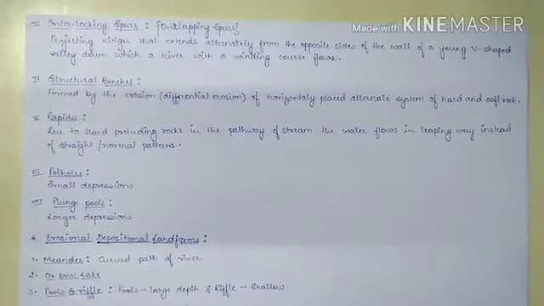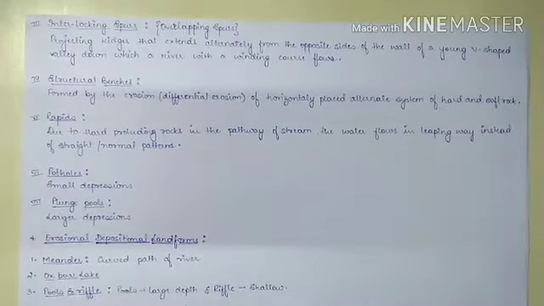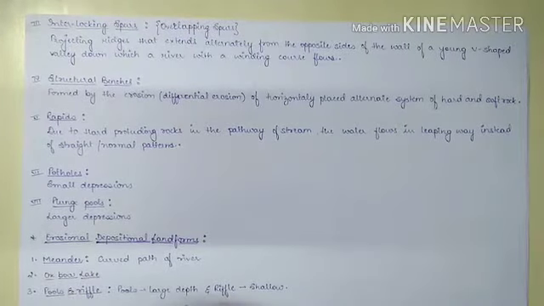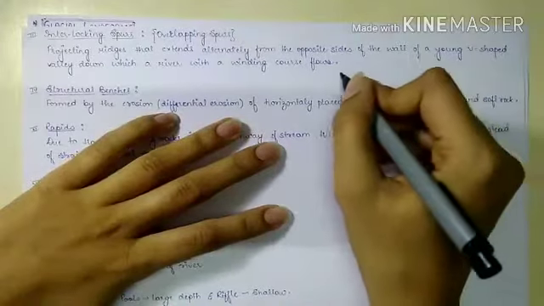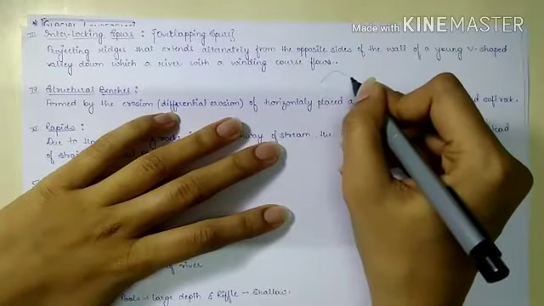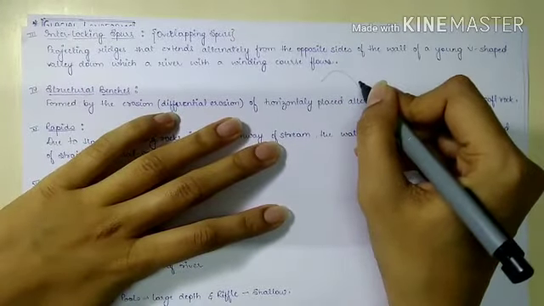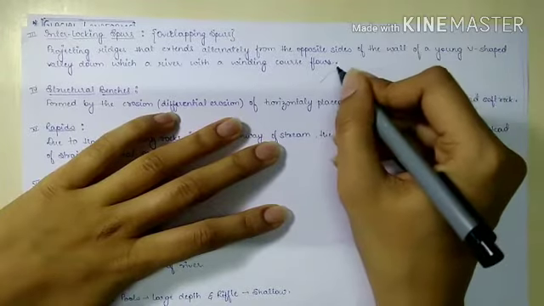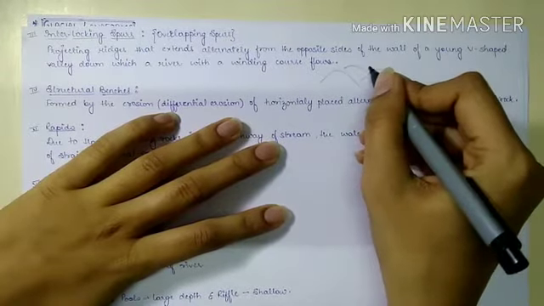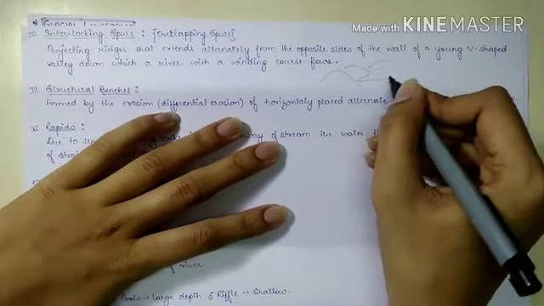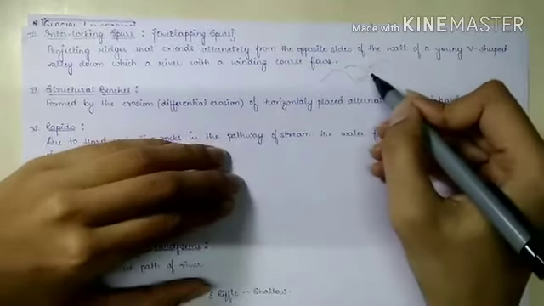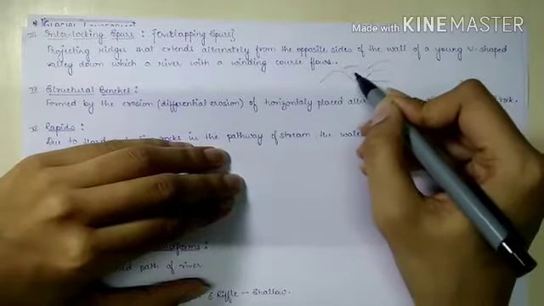Now we will look into the third erosional landform, that is interlocking spurs. Interlocking spurs are also known as overlapping spurs. See, what happens is this is a hill, then this is a hill, then other hill, then other hill. They are interlocking each other, okay? So because of their interlocking, they have projected ridges, okay?